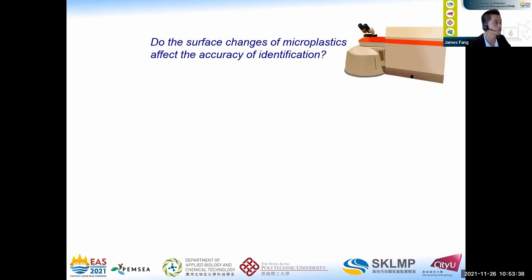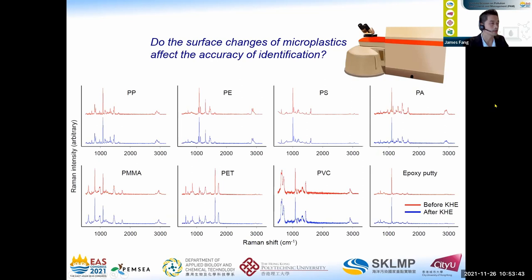To answer this question, we compare the Raman spectrum before and after for 7 types of microplastic, the same as those used for the recovery test. Epoxy pudding is not relevant here. You can ignore this graph. The red color represents the Raman spectrum before KHE. The blue color represents the Raman spectrum after the KHE treatment.